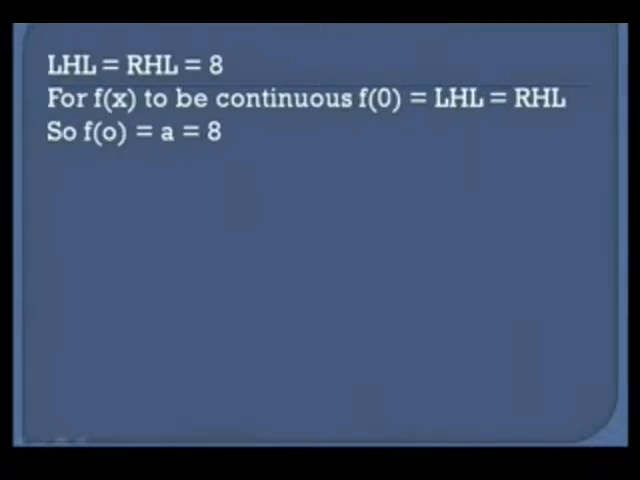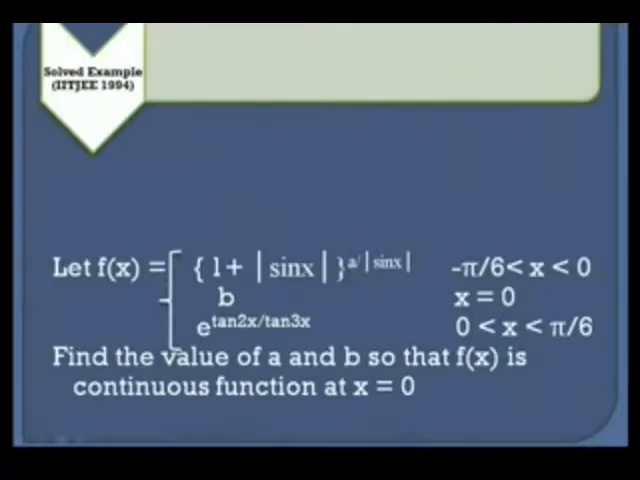Now f(0) is nothing but equal to a, and so we can say that a is equal to 8. So let's try to solve one more example. Let f(x) be equal to (1 + |sin x|)^(a/|sin x|) when x lies between -π/6 and 0, equal to b when x is equal to 0, and equal to e^(tan 2x / tan 3x) when x lies between 0 and π/6. Find the values of a and b so that f(x) is a continuous function at x equal to 0.